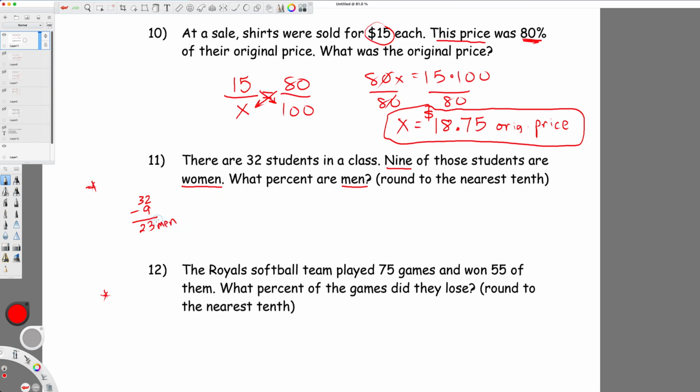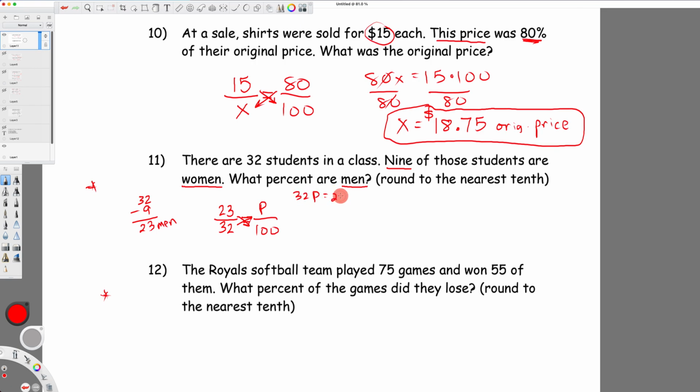So if I set up my proportion, men over total is percent out of 100. The percent, I don't know. I'm going to call that P out of 100. And then I do men over total. So the men is 23, and the total is the 32. 23 out of 32 students are the men. So now when I cross multiply and divide, I should get the percent that are men. So I'm going to do that real quick.